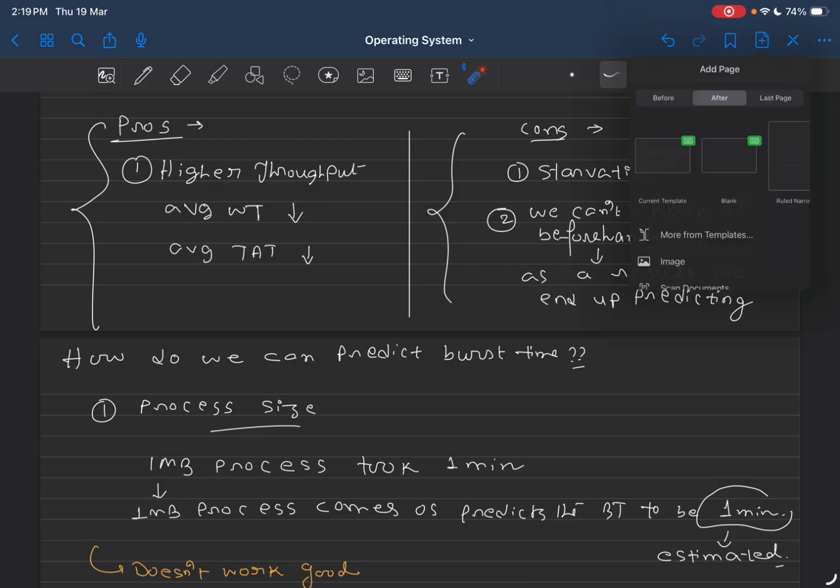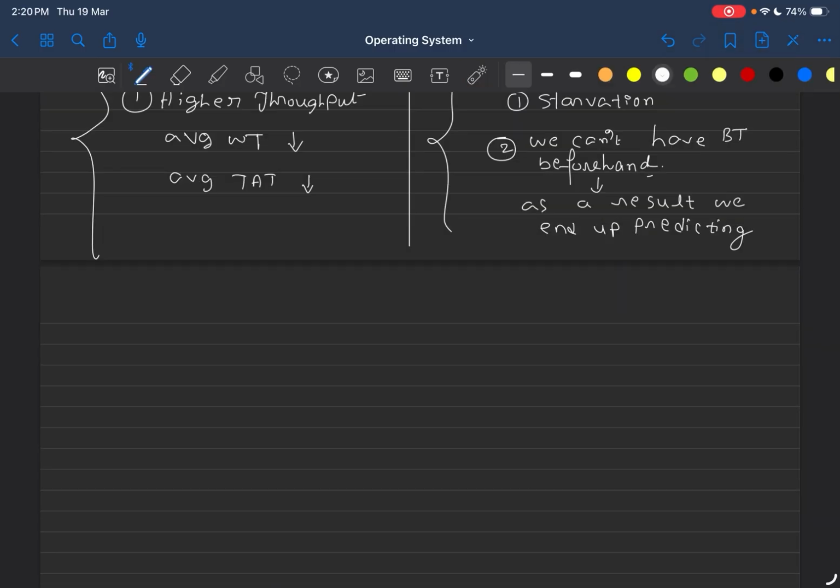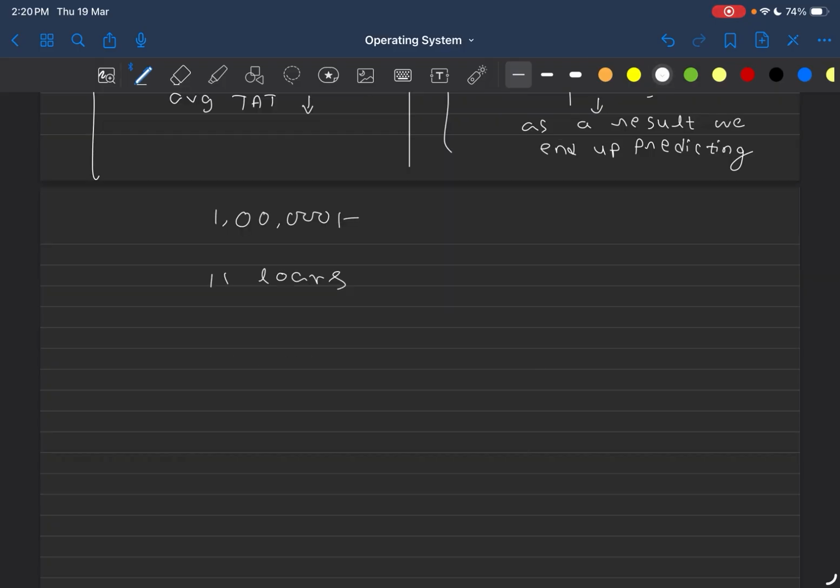So the first advantage is that this algorithm has a much higher throughput. Why so? Let me take an example. Let's say you have 1 lakh rupees, and you have 11 loans. Among these 11, 10 loans have 10k each outstanding, and the last loan has maybe 1 lakh rupees outstanding.